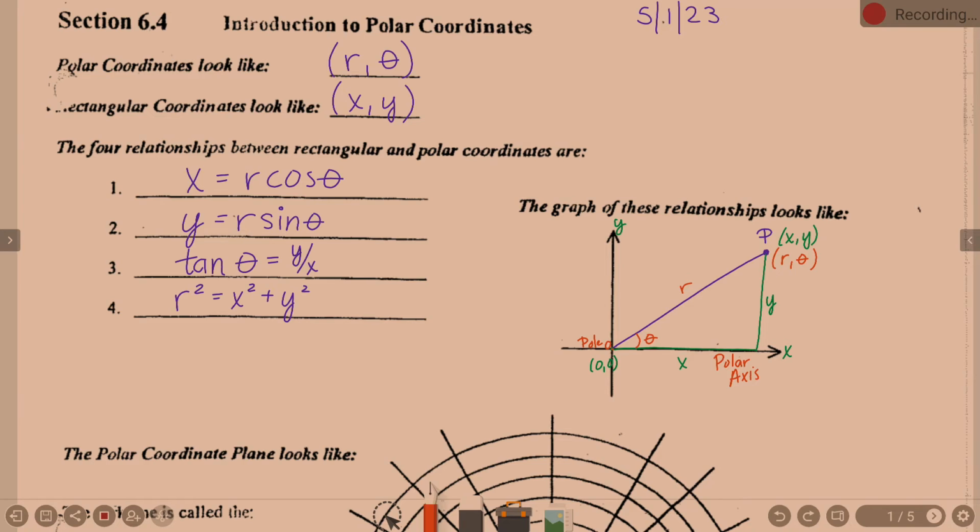And then x being your r times cosine theta. And again, if you look at cosine here, cosine of this angle is going to be x over r. But if you solve for x, it's r cosine theta. If you look at this angle, sine of theta is going to be y over r. But if you solve for y, it's y equals r sine theta. So all of that makes sense. Ready to try graphing some of these? Sure, why not, right?